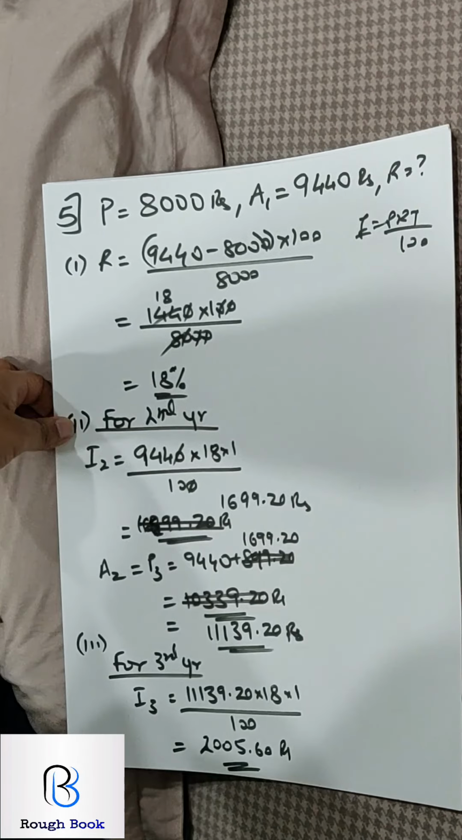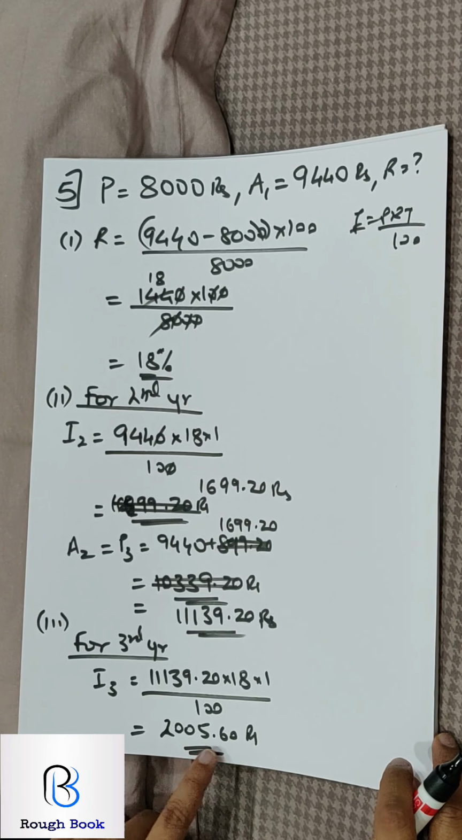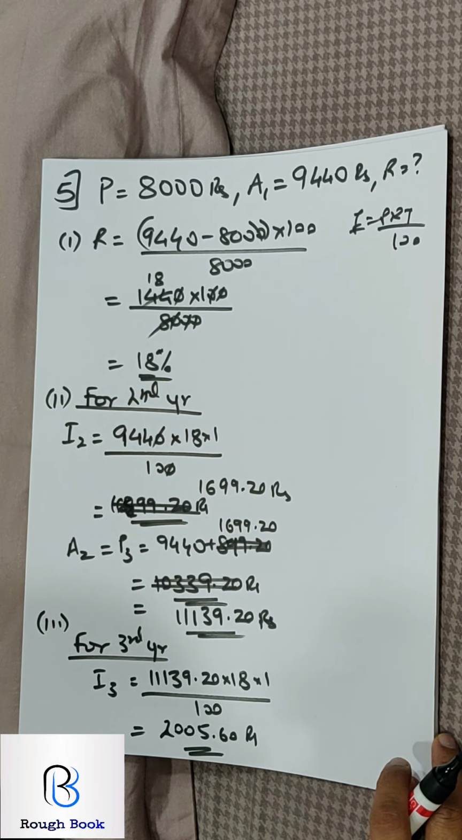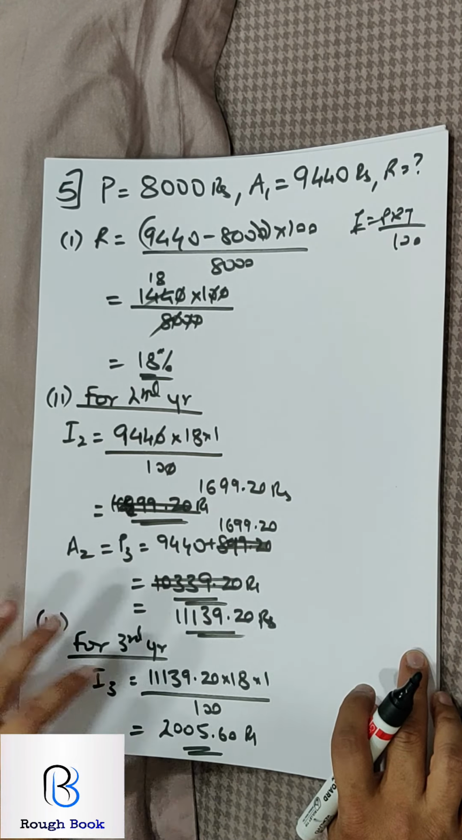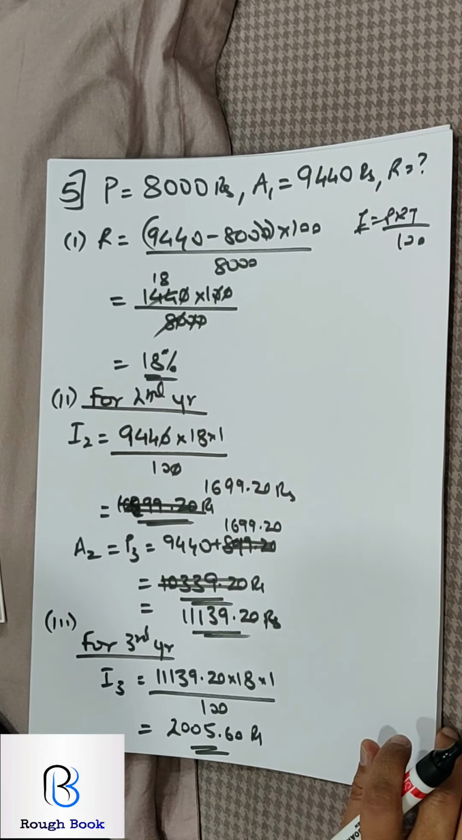What do we get? This is slightly unusual. Lot of calculations here. You should get 2005.60. Yeah, I agree. Lot of calculations here. Such tough sums you cannot expect in the exam with so much calculation. But yeah, this type of sum you can expect with easier numbers.